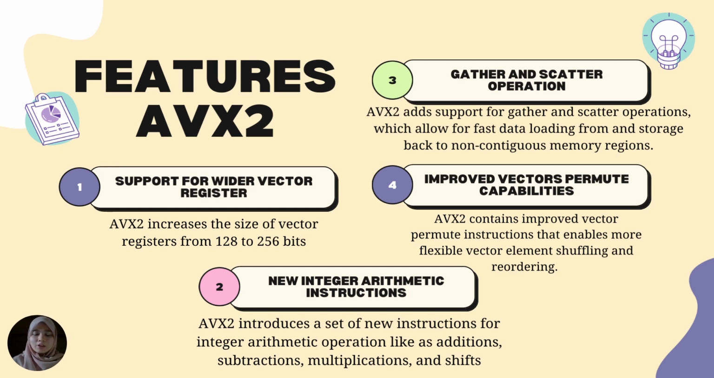Okay, number four, the last is improved vector permute capabilities. AVX2 contains improved vector permute instructions that enable more flexible vector element shuffling and reordering. These instructions allow for efficient data organization, which is useful for a variety of algorithms and calculations.